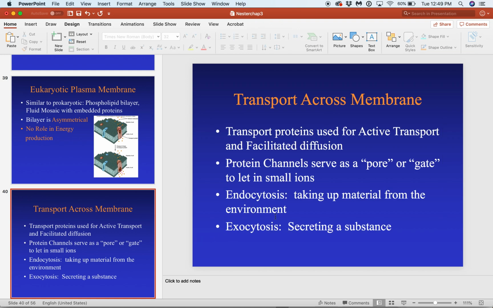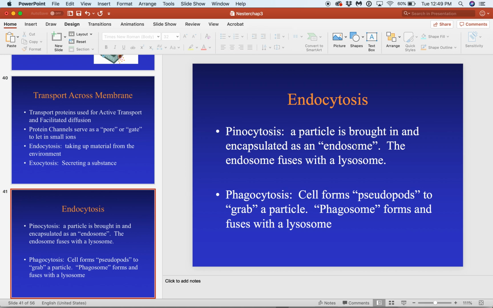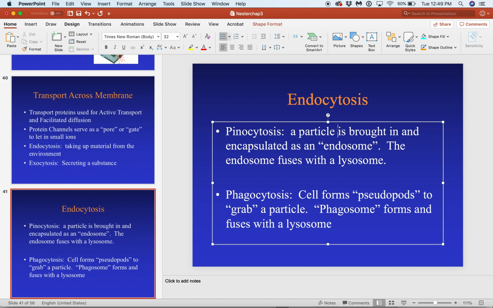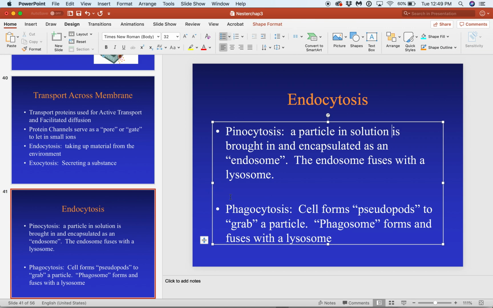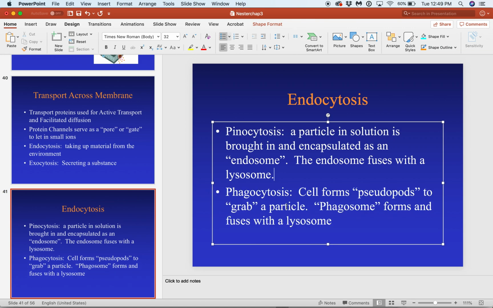There are two types of endocytosis. Pinocytosis: a particle is brought in. These would be for particles that are in solution. So a particle in solution is brought in, and we call it an endosome. I'll show you in just a little diagram of that. An endosome would just be part of the cell membrane. Those phospholipids will form a little bubble or a vesicle around that. And we call it an endosome. Really, it's a vesicle. That's it.